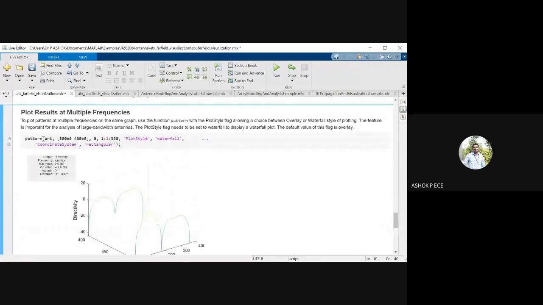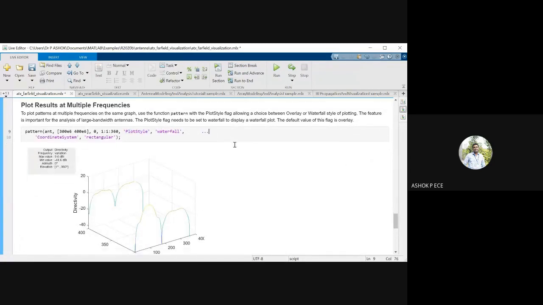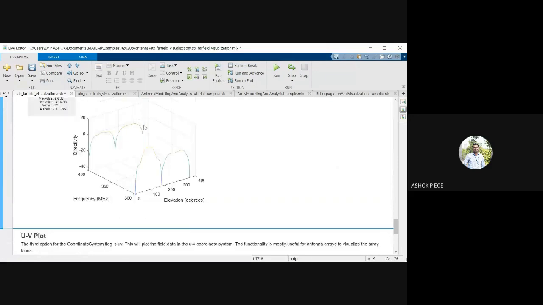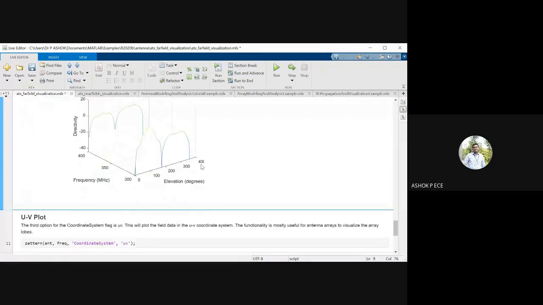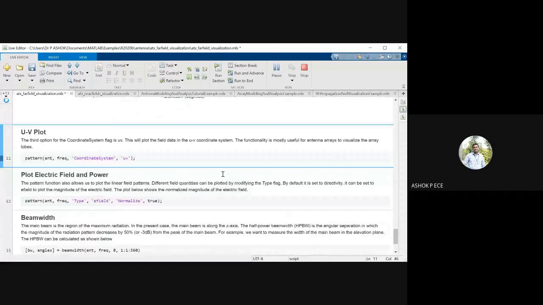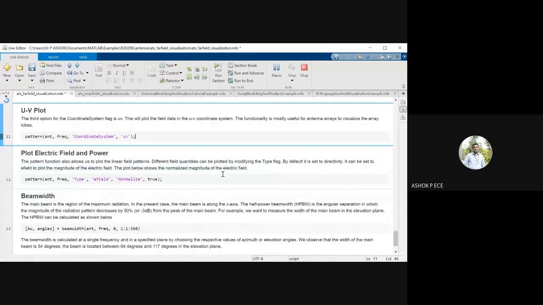So you have a plot style. If you use the plot style, it will display a waterfall plot. So you can see it is looking like a beautiful falling waterfall. It's a continuous type of waveform, right? So that is called a waterfall plot. And you can even have one thing called a UV plot. You can have either a waterfall plot or a UV plot. It is executing. Wait a second.